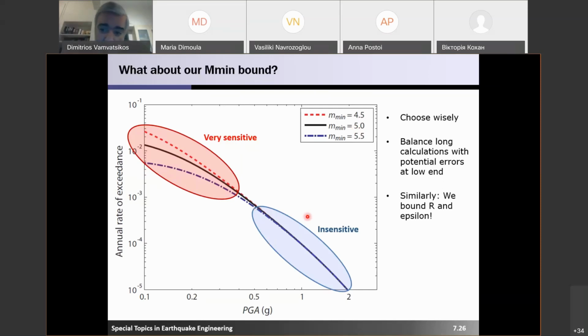Again, similarly, you need to bound R and epsilon. R is the distance, so you just cut off everything that's beyond a certain distance. And epsilon, of course, there's a plus or minus 3 that pretty much everybody uses. Otherwise, you get really weird rare events on either side, which is not very useful. Now, how about distance? How do you put an upper limit on distance? Okay, you start from 0, and then you go maybe to 100 kilometers, go to 200. Well, it depends.